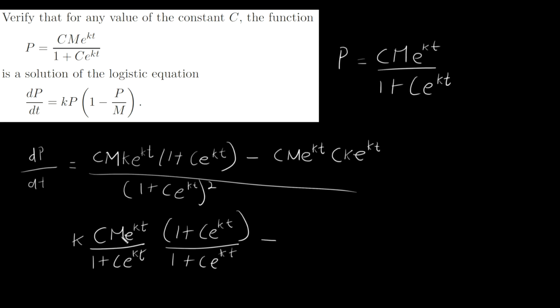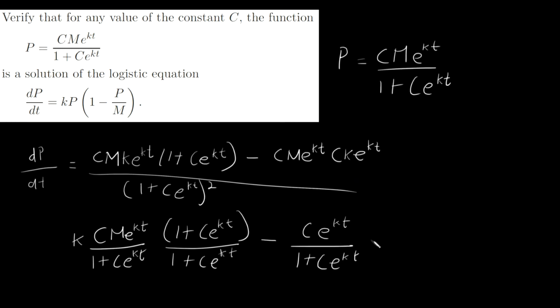Okay, so I've taken out a cMe^(kt). I have to remember downstairs, I'm just separating this into two terms. So downstairs again, I have the 1 plus ce^(kt). And then upstairs, I've taken out a ckM. So here we have ckM e^(kt), and then I'll just leave a ce^(kt). Again, this looks very much like P, and we need to have a P over M. So the only thing this is missing is an M.